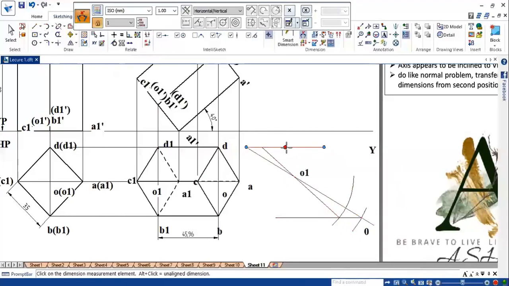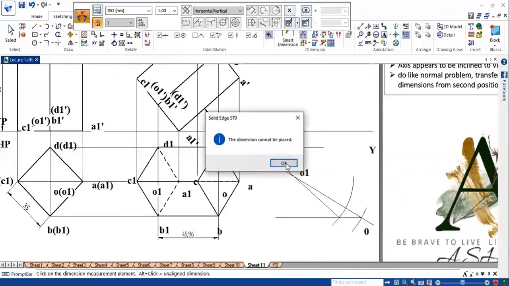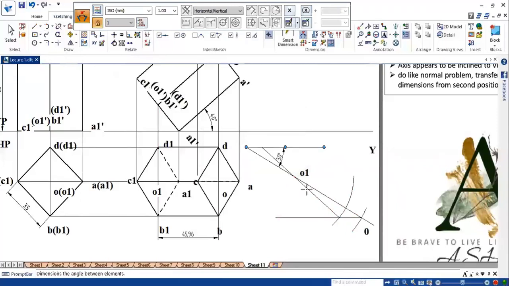Show the angle 30 degree. So now measure the angle. So measure. So this is the beta angle. Okay, 41 degree. So you can see here. So angle is 41 degree.